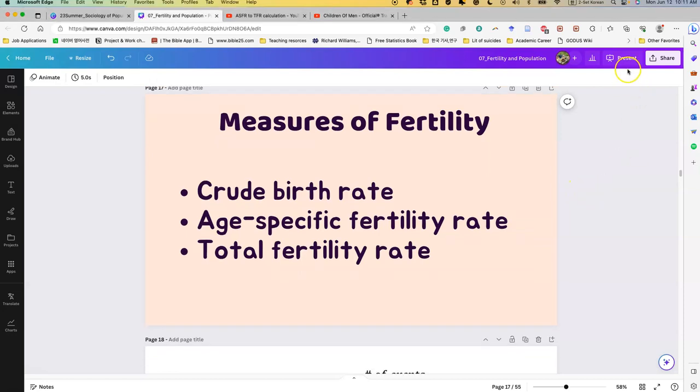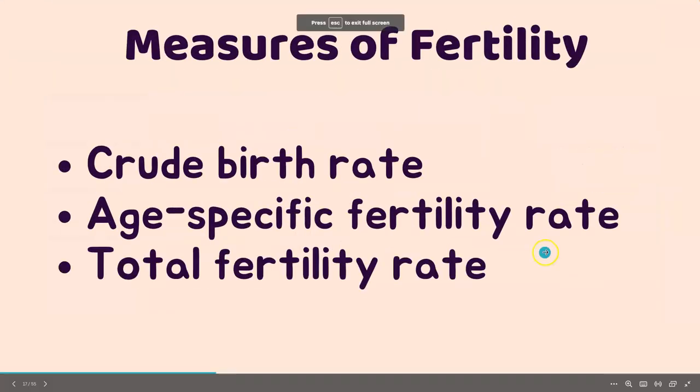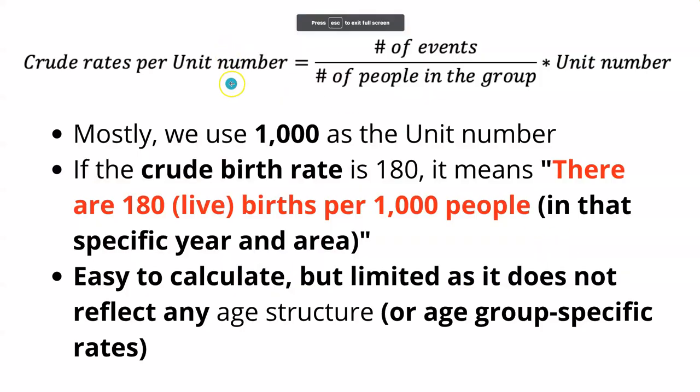Alright, so let's continue on the topic of the measures of fertility. Crude birth rate, as we calculated before, is the number of events divided by the number of people in the group. It'll be very similar to what you calculated for the dependency ratio by age groups. The number of events will be the number of births, divided by the number of people in the group, and the unit number. For the crude birth rate, the unit number will be 1000 because you are calculating the rate per 1000.